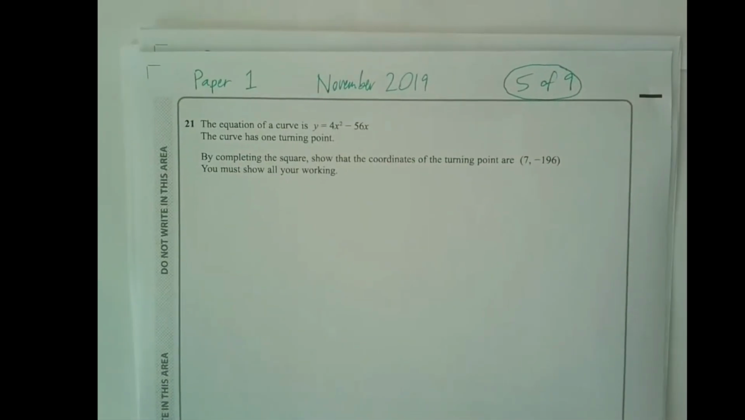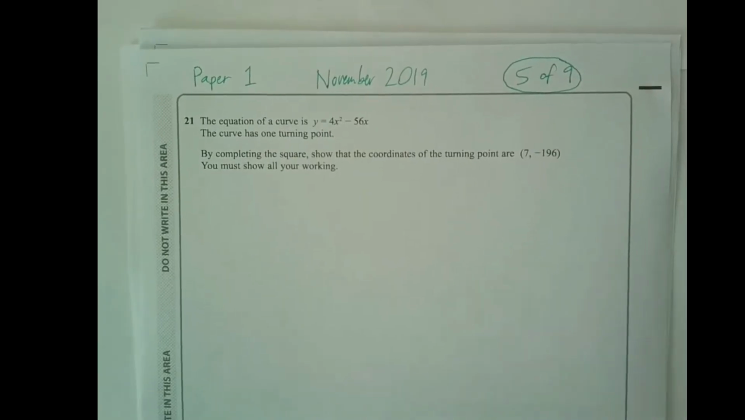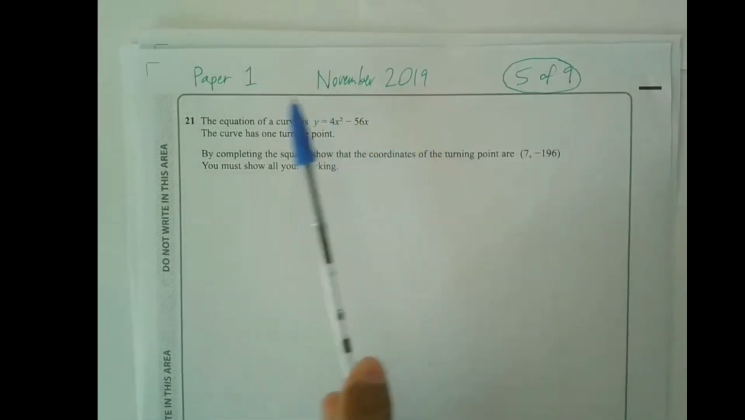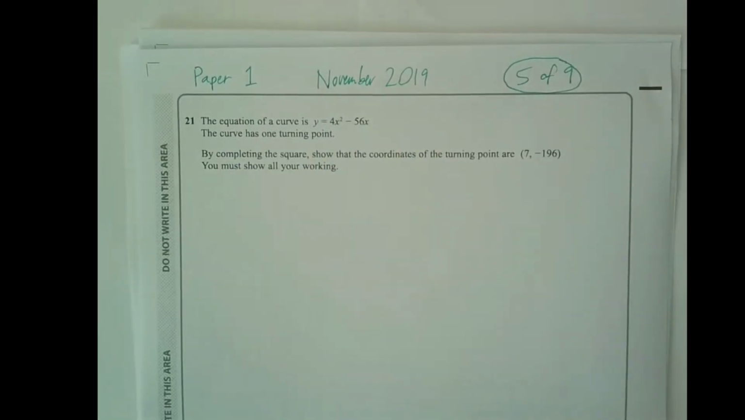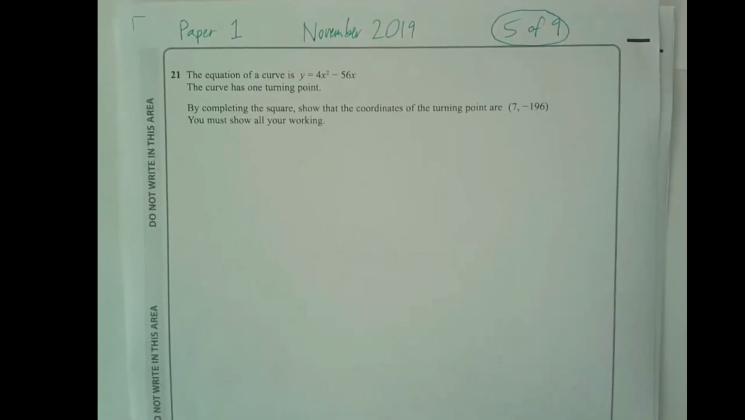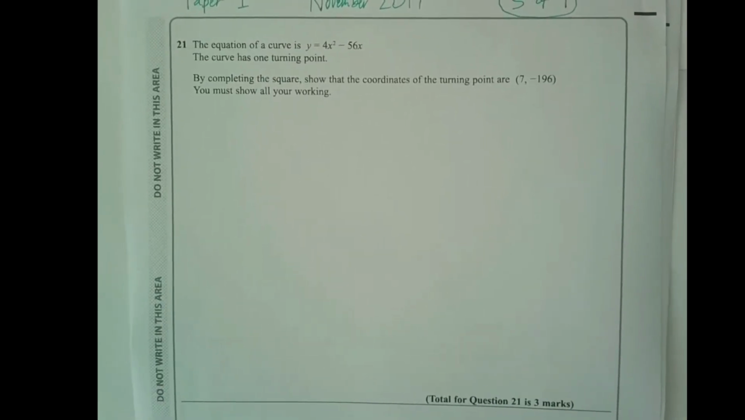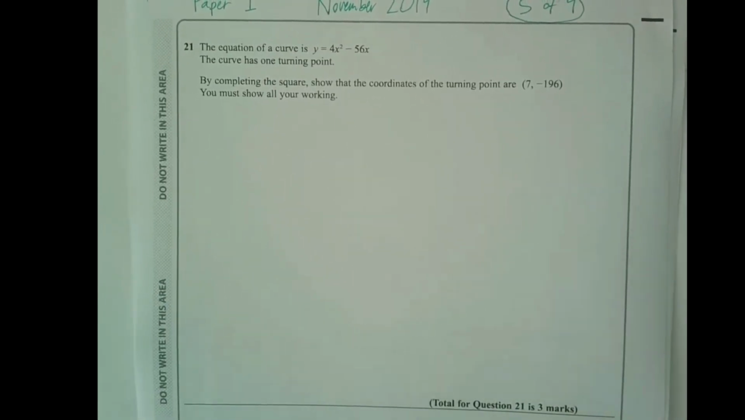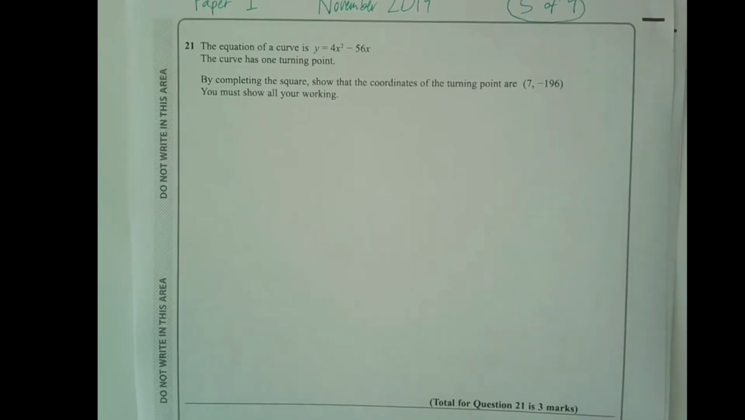All right, so here is our 5th question of 9. This is from November 2019, paper 1. And this is worth 3 marks. Let me get that on the screen. There you are, 3 marks. So press pause, and when you are ready, press play for the answer.